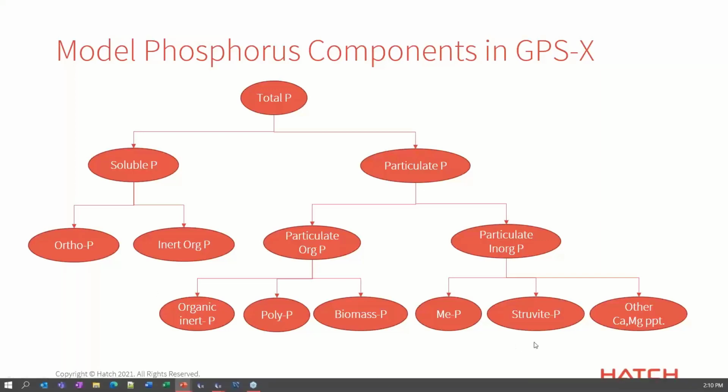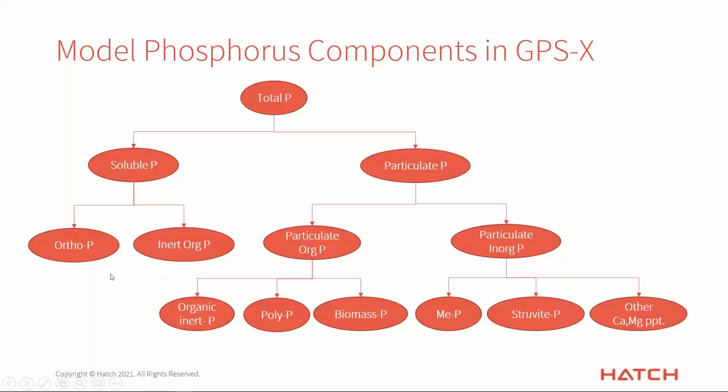Okay, so what I wanted to hit on was that we actually model all of these things along the bottom here and these ones over here. These are all things that are modeled individually in GPS-X. We do mass balance on each one of those for each of the reactors, and you can predict the concentration of each one of those. And then, of course, we add them all up and we get these other numbers up here as well.